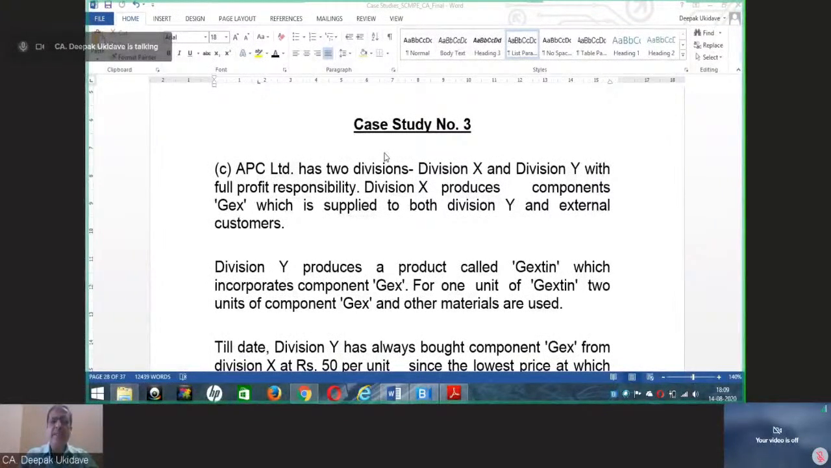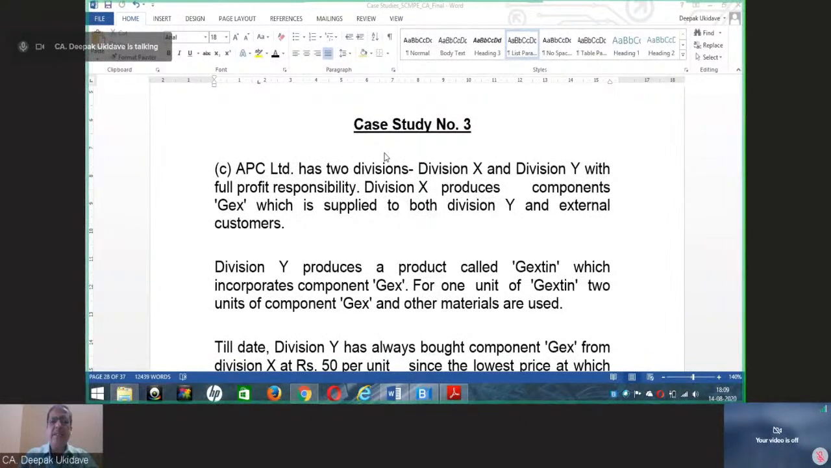Today, Division X capacity is fully utilized because it is catering to both the external market and the internal customer. But if tomorrow Division Y stops taking from Division X, then obviously Division X will not have much scope to use its capacity fully, and it will in fact have idle capacity without much demand for its product. So that cannot be allowed, because the company as a whole will suffer a loss. So top management will have to intervene.